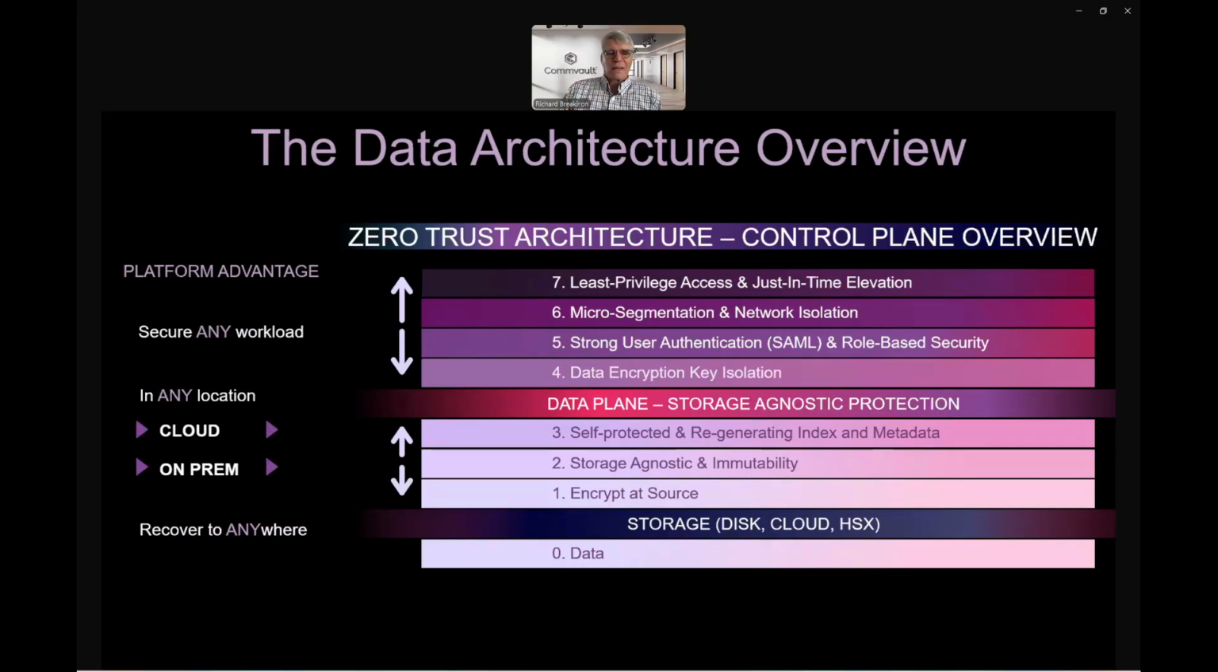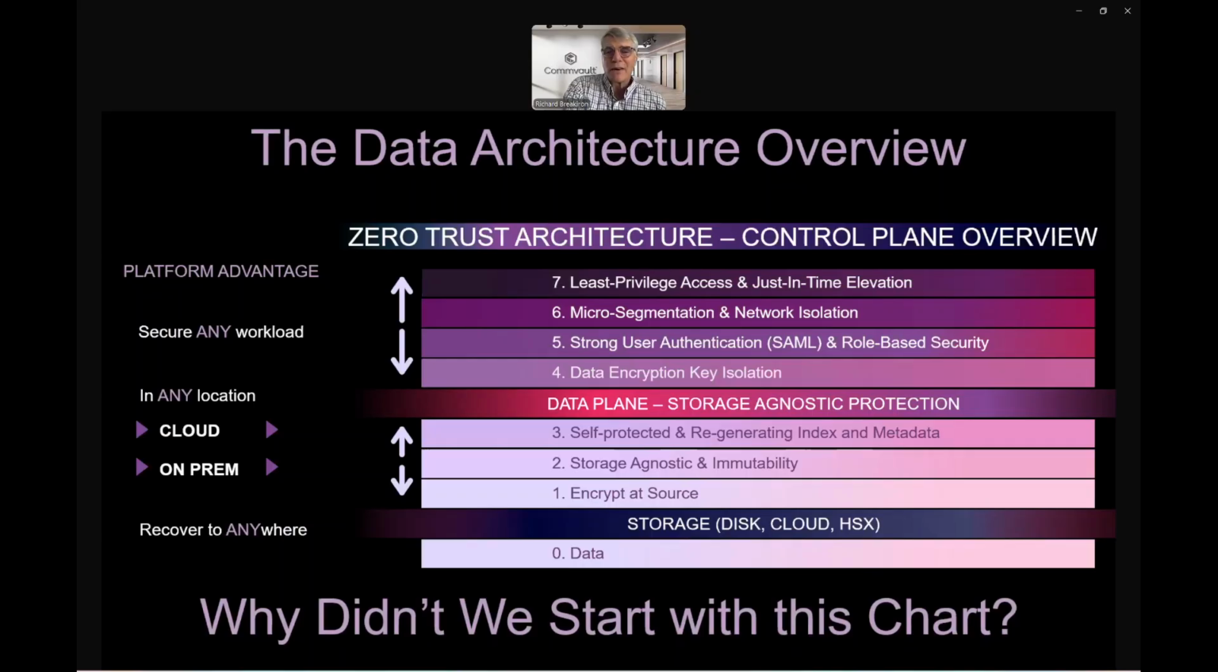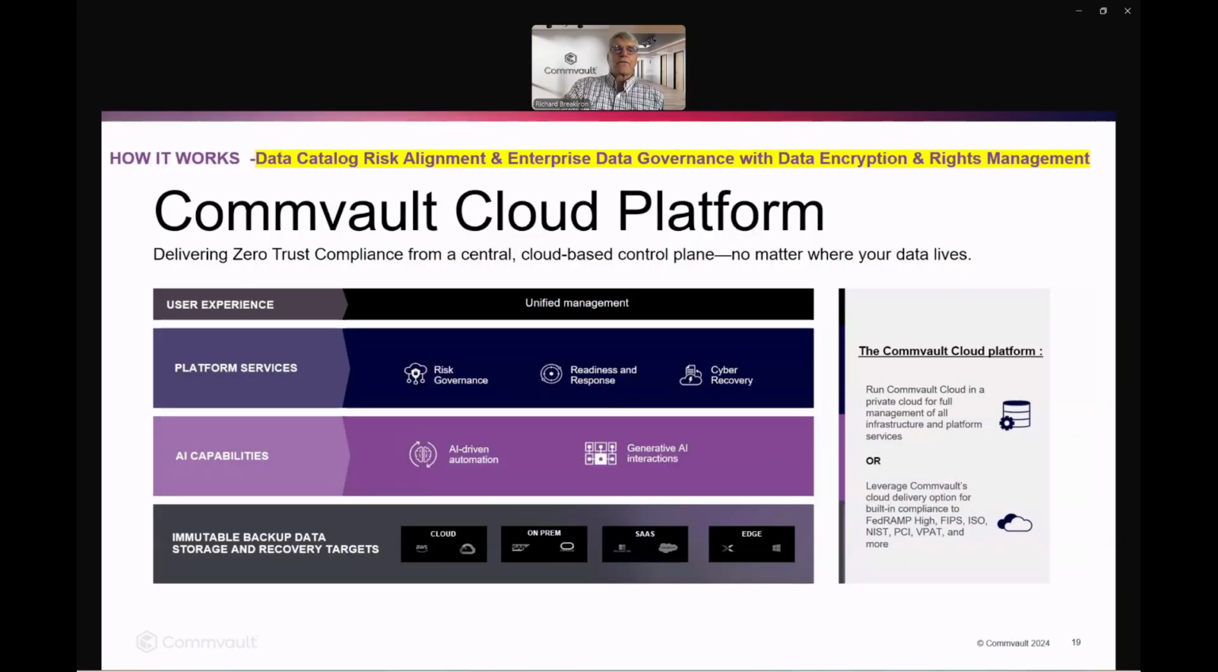Any workload, any location, cloud or on-prem, recover to anywhere. And my question for you all: why didn't we start with this chart? While it's a very good chart and critical to the discussion, I was trying to build trust with you, and I think trust starts with a knowledge base I can relate to. I started at a personal level, helping you understand trust. This now relates trust to a very specific platform and architectural approach that shows how Commvault is already delivering this capability for data protection. Again, another view of that platform.